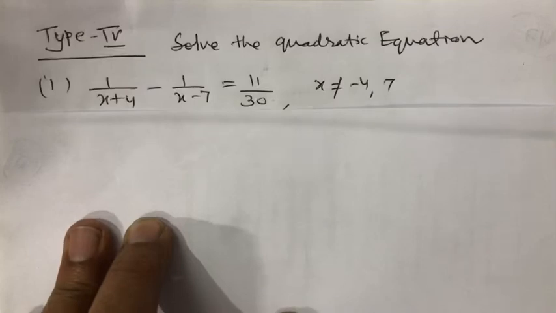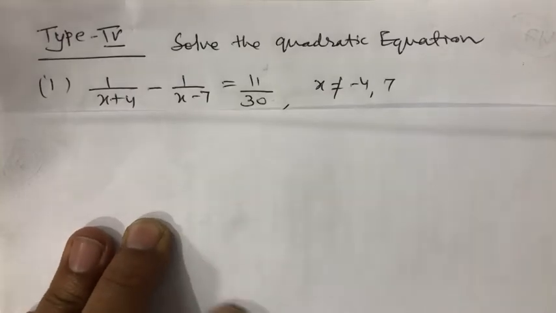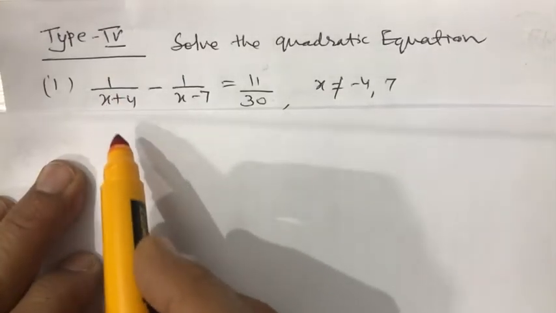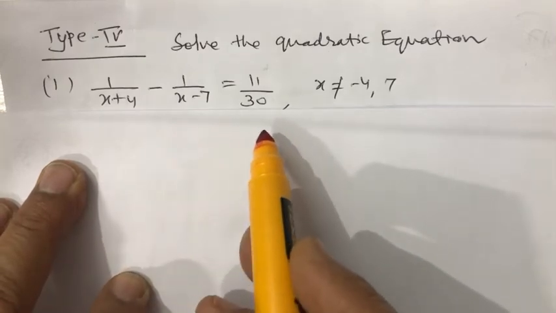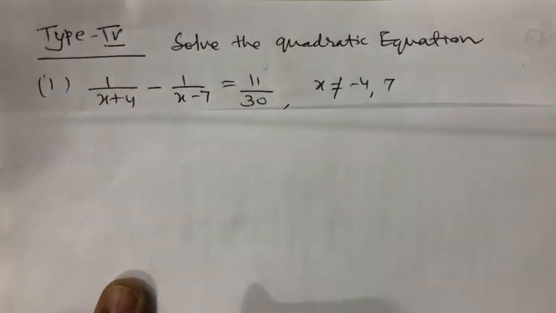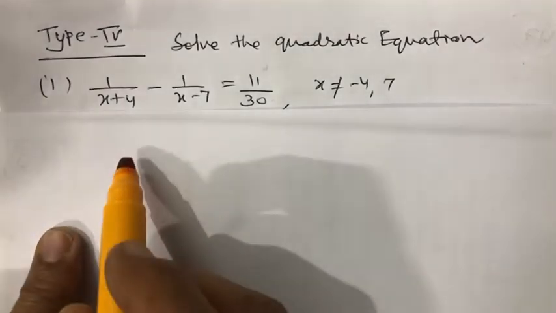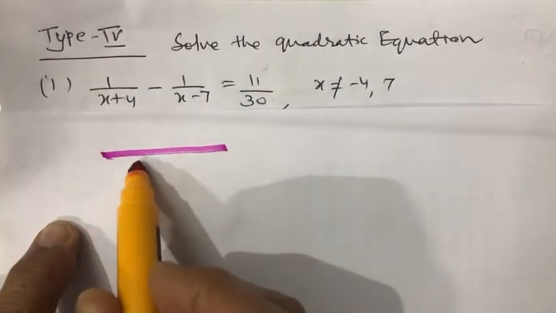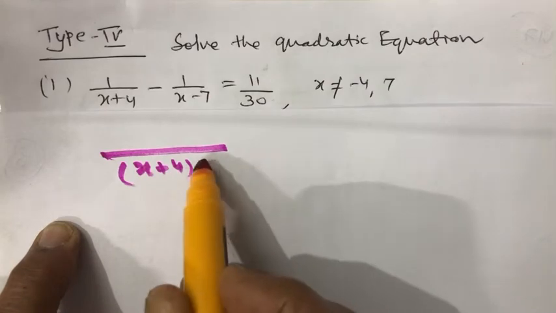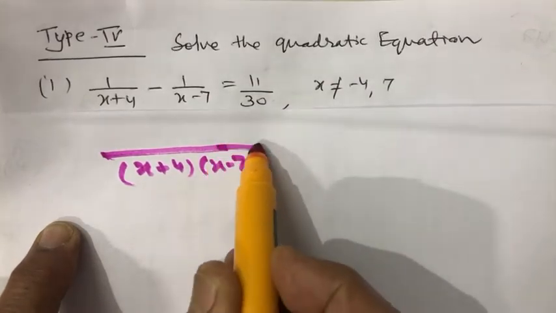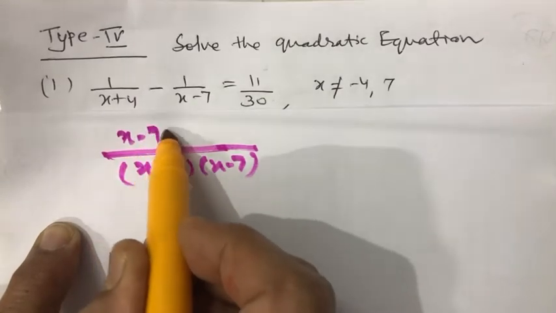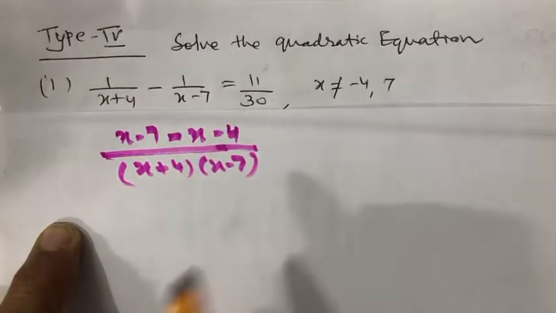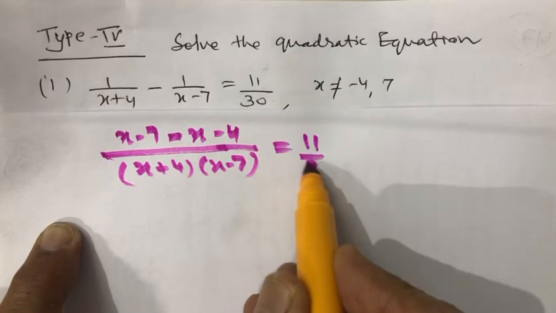Now in part 2 of quadratic equation, we are revising type 4. First equation says 1 upon x plus 4 minus 1 upon x minus 7 equals 11 by 30. Then how do we solve it? First we have to take the LCM, that is x plus 4 and x minus 7. Correct? x minus 7 minus x minus 4 equals 11 by 30.